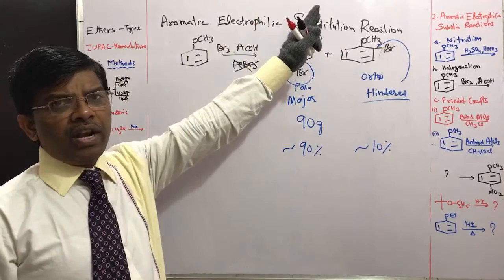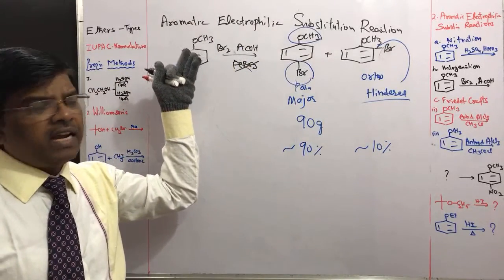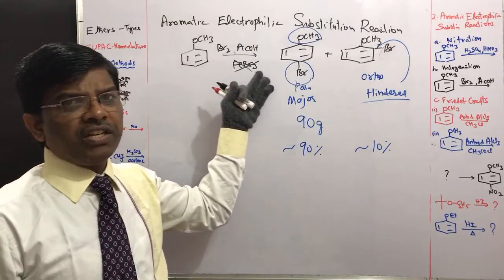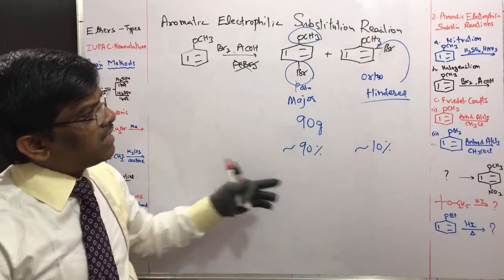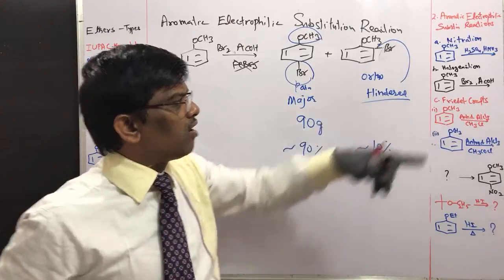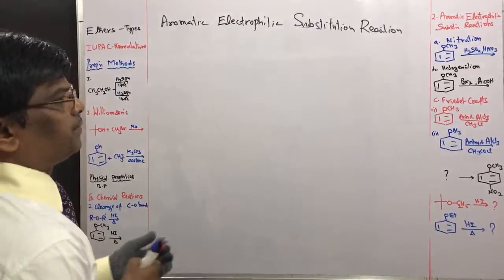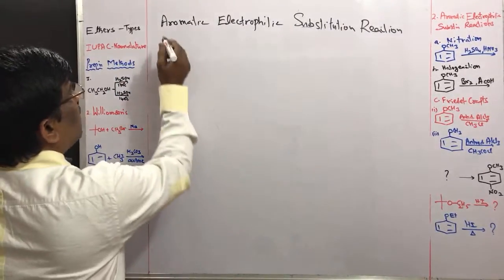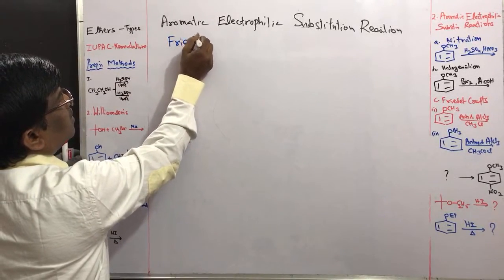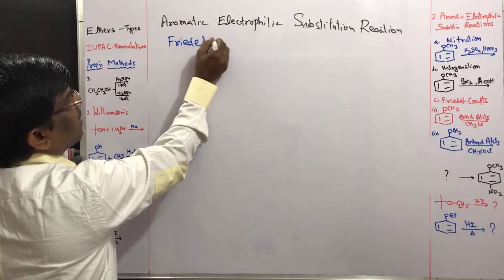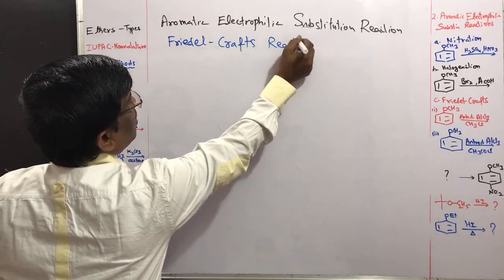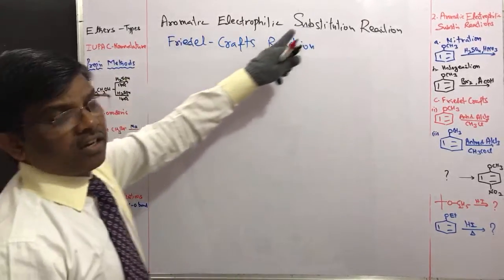It can be chlorination, it can be iodination also. Iodination follows a different mechanism, but bromination and chlorination you can do in this way. Let us take a very important chemical reaction of ethers, aryl alkyl ethers: the Friedel-Crafts reaction. What is this reaction? It is an aromatic electrophilic substitution reaction.